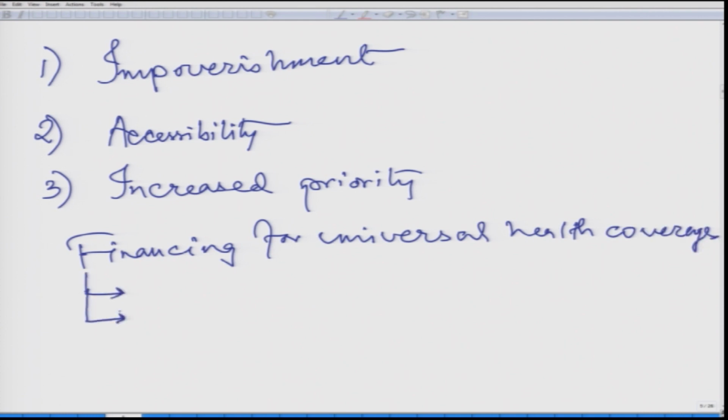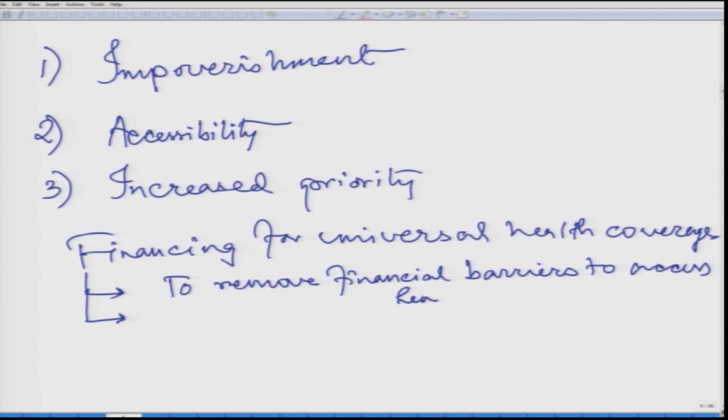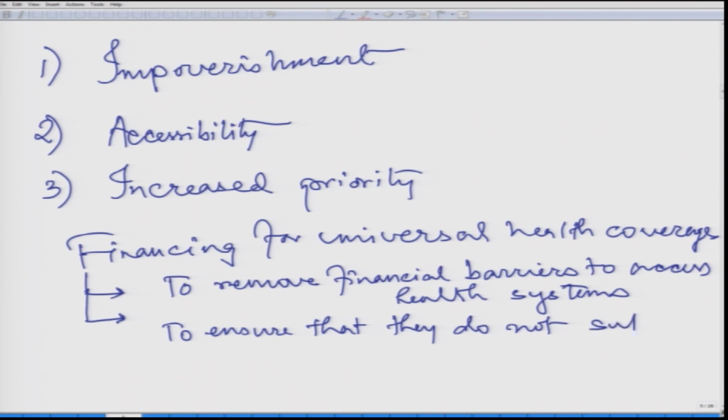has two main components. One is to remove financial barriers to access health systems, and number two, to ensure that people do not suffer from financial burden or financial hardship.